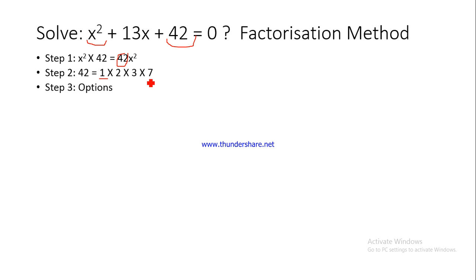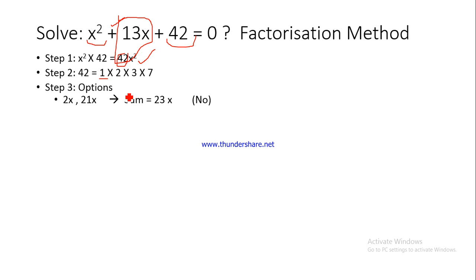Now the third step is that you have to split this middle term, which is positive 13x, in such a manner that the two splits that you obtain have a product equal to this 42x square. So now let us try and do that. For that we have got some options. We'll try out every single option. So this is the first option that we have.